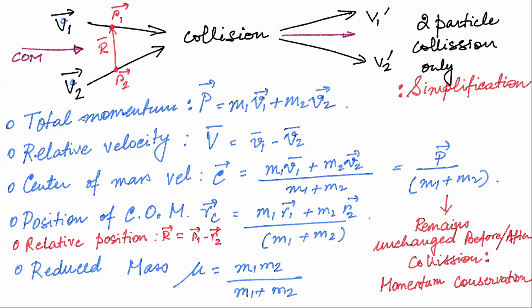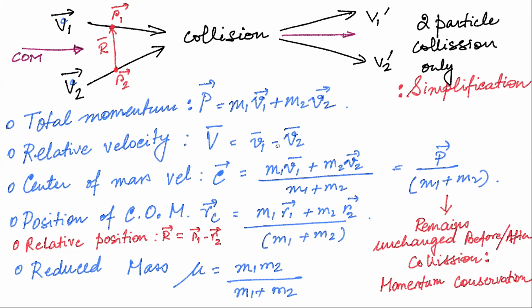We can always write the total momentum of the incoming particles as m1 v1 plus m2 v2. That's the total momentum. And during the collision, since there are just two particles, there's no third, fourth particle, or they're at least not interacting with each other, the total momentum will be conserved during the collision.